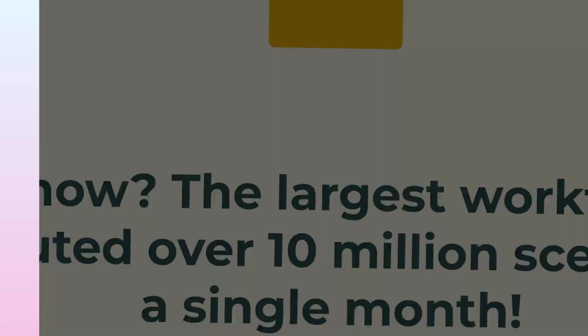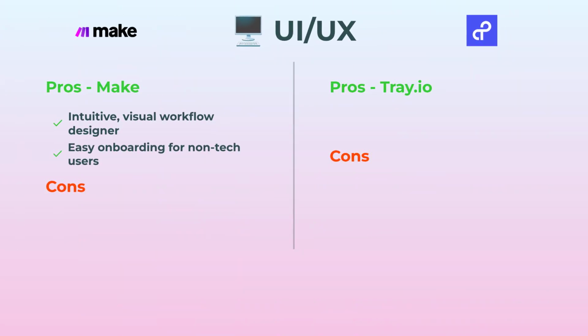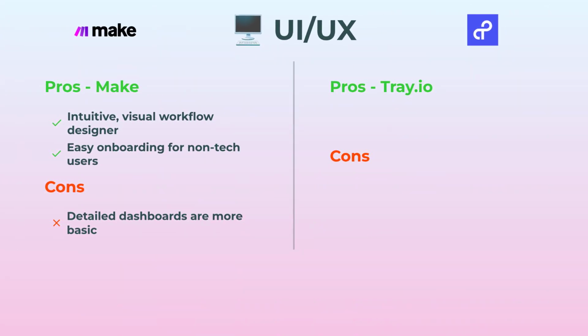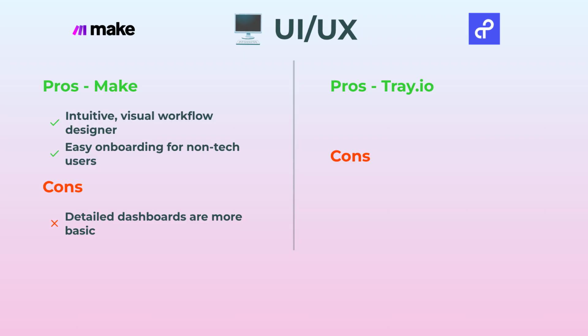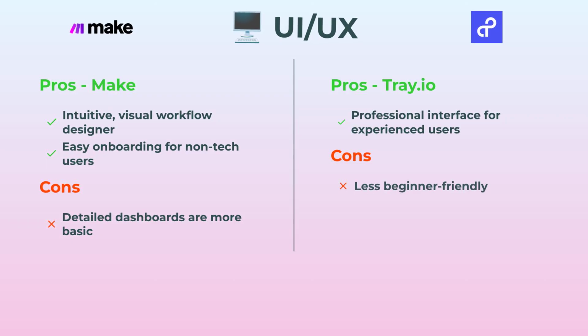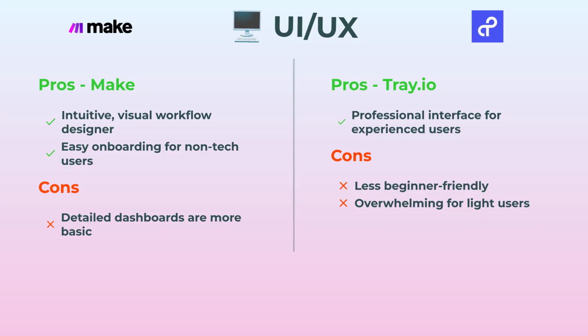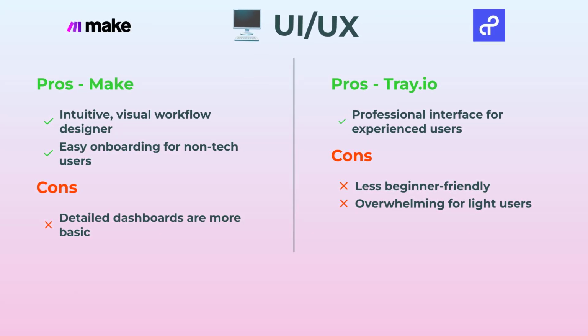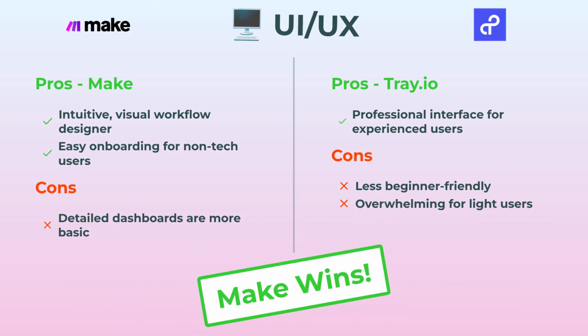Alright, back to it. Let's talk about UI and UX, because if you're going to be staring at this all day, it's gotta not suck, right? Make? Oh, it's smooth. The visual workflow designer is genuinely intuitive. If you're not techie, onboarding feels like a breeze. Only little gripe, the dashboards are a bit basic, but that's forgettable. Tray.io, it looks every bit the enterprise tool it is. If you know what you're doing, it's pro. But honestly, if you're just dipping your toes in, it can be a bit, well, overwhelming.